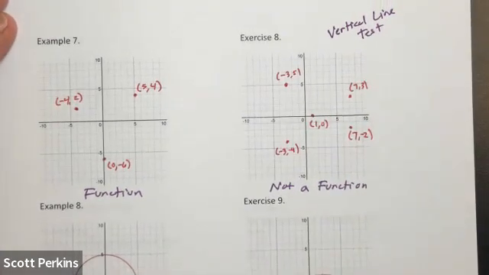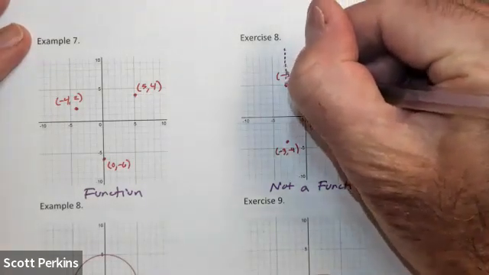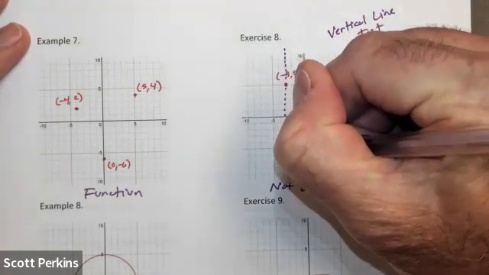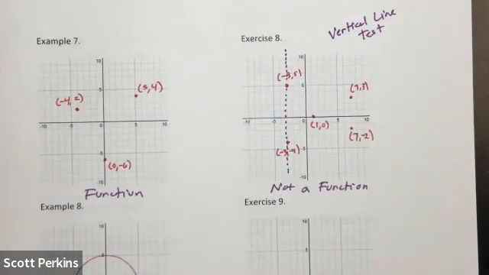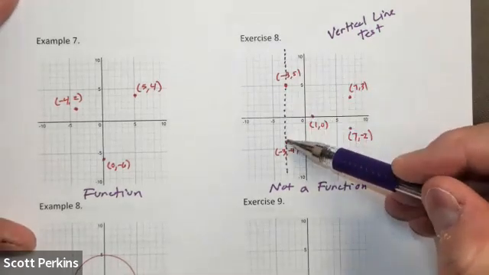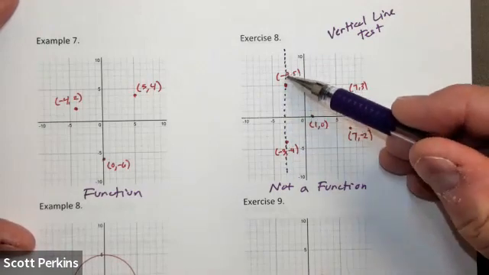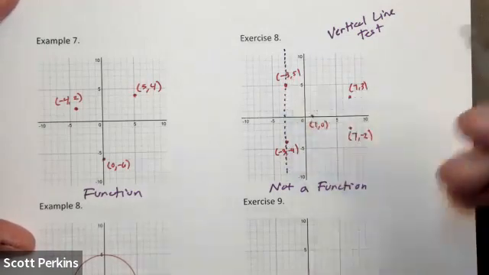What the vertical line test says, apparently I'm having trouble speaking today, is if you pass a vertical line over a graph and it touches more than 1 point at a time, then it's not a function, because that means there's more than 1 y value. And so I just dotted this purple line to indicate what that means. This vertical line right here intersects 2 points on that graph, so it's not a function.